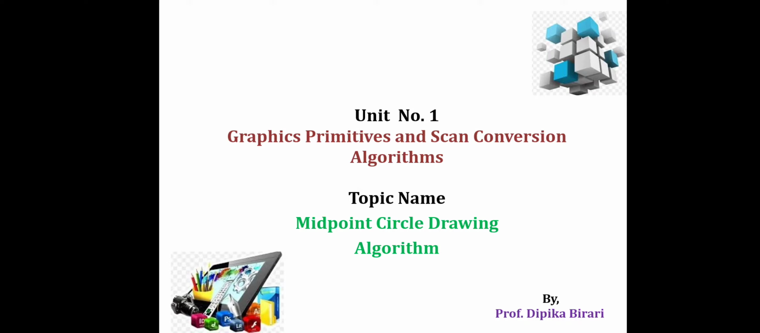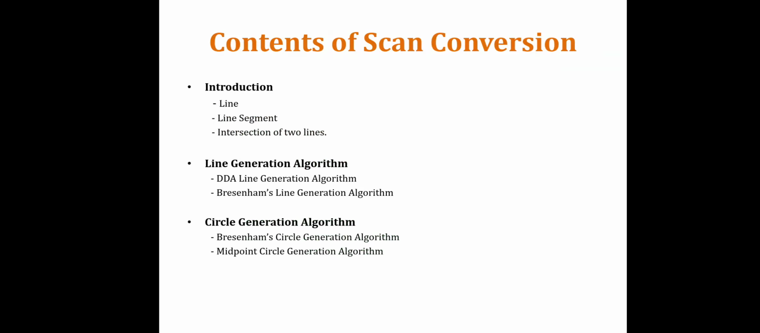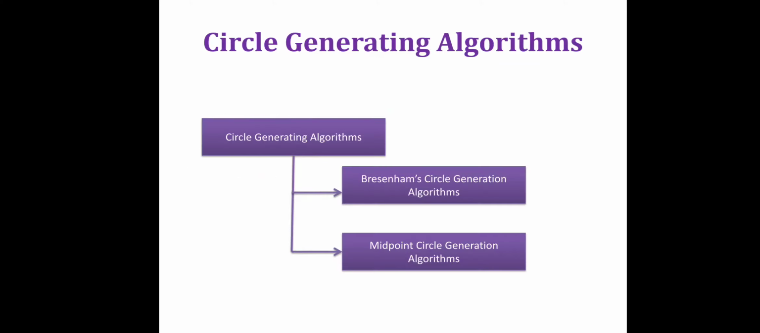Hello everyone. Now starts our next lecture topic, the last topic from our unit number 1, the midpoint circle drawing algorithm. In our last lecture we saw one type of circle generation algorithm called the Bresenham circle generation algorithm. Now we will see the next type of circle drawing algorithm, that is midpoint. These are the contents we have covered up till now, and the last topic we are going to cover today is the midpoint circle generation algorithm.